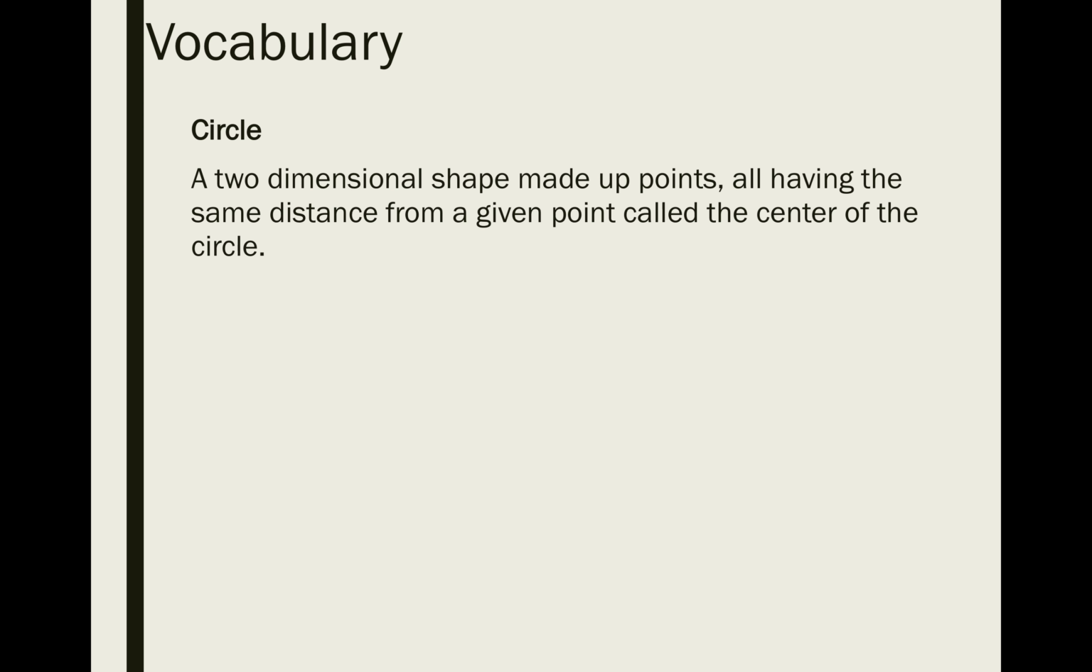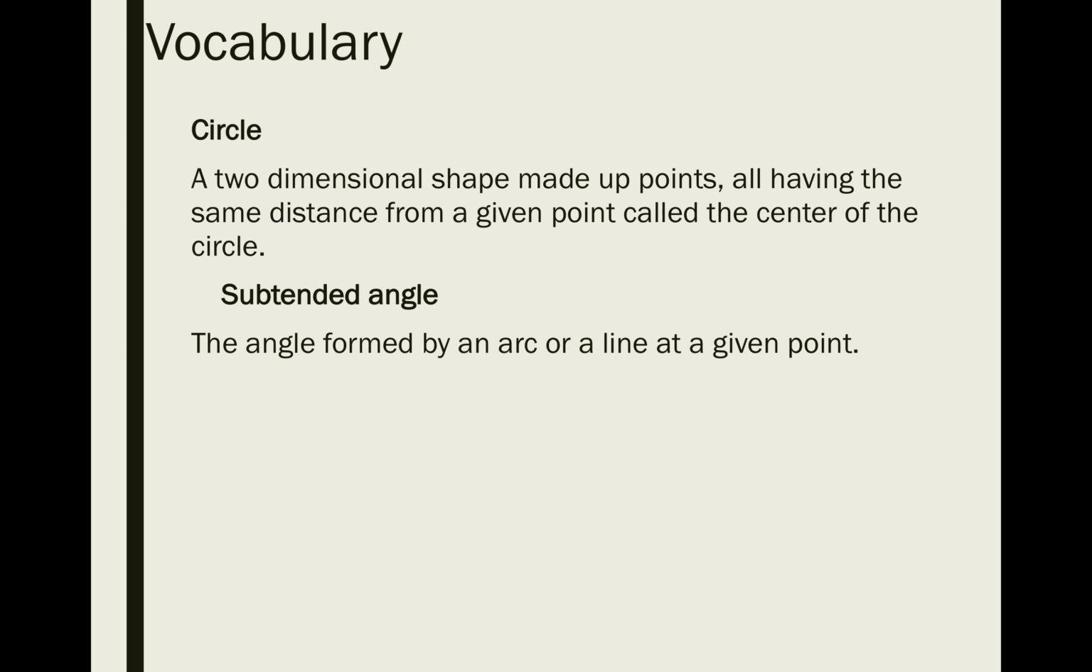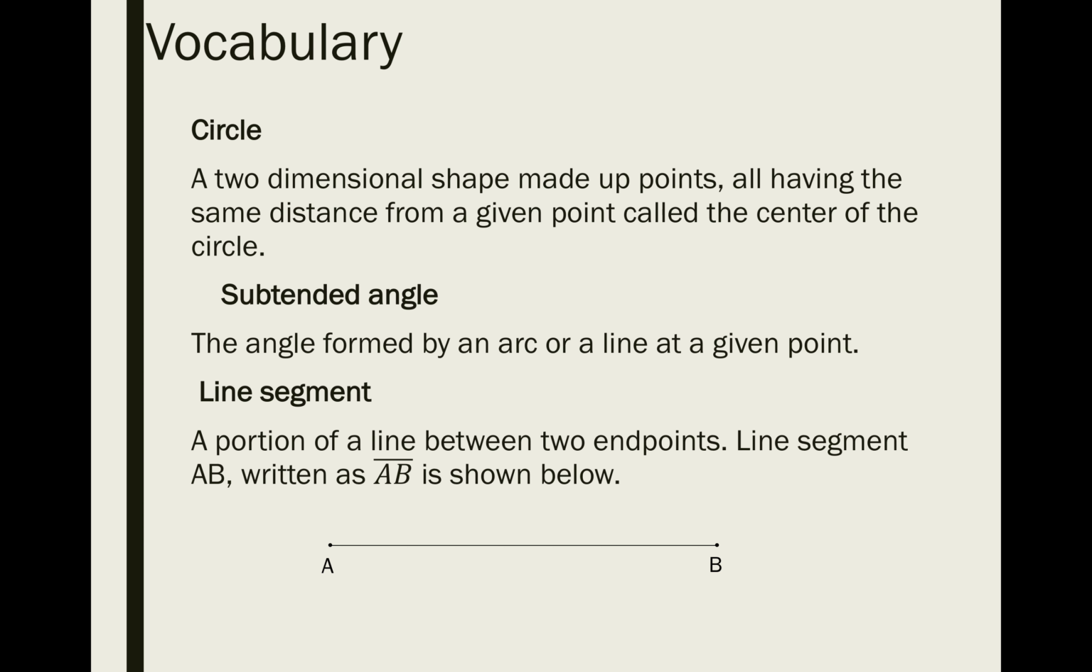So we're going to talk about circles, a two-dimensional shape made up of points, all having the same distance from a given point, called the center of the circle. A subtended angle is an angle formed by an arc or a line at a given point. And a line segment is a portion of a line between two endpoints. Line segment AB, written as AB, is shown below.